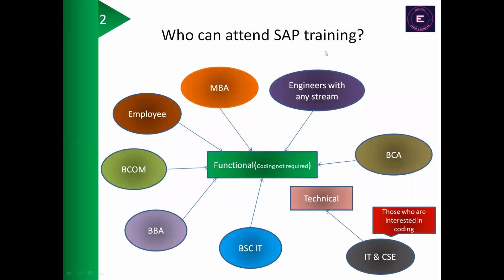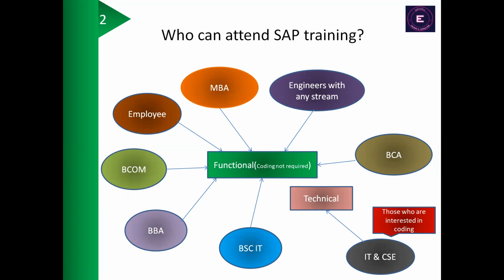Now, coming to the training part, who can attend SAP training? Who are the attendees we have? In SAP, we have two different types of training. One is functional training and another one is technical training. Who can be the attendees for technical training? IT graduates or computer science engineers. If they are good in coding, they can go for technical. If you don't want to go for coding, because coding is not required for functional training, you can go for functional.